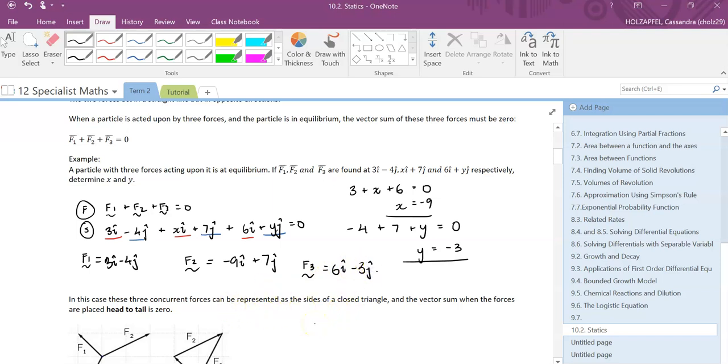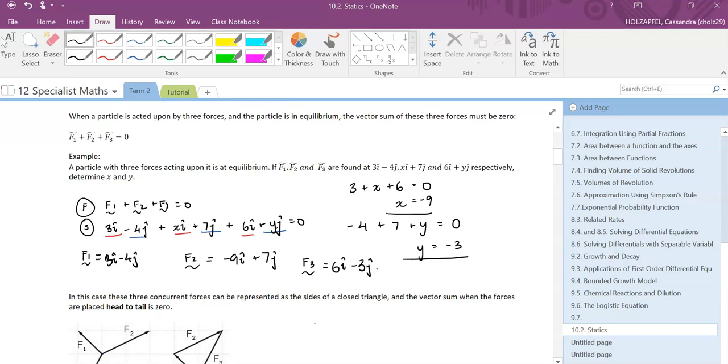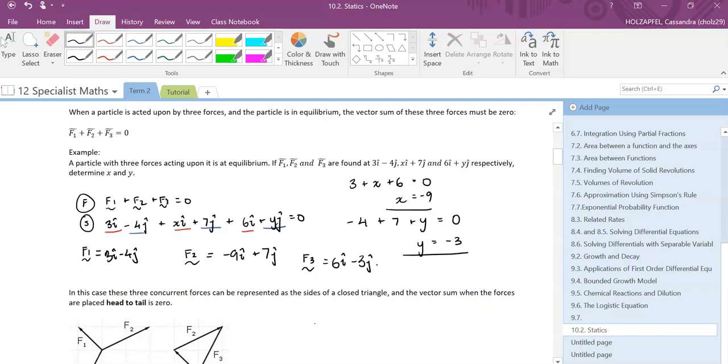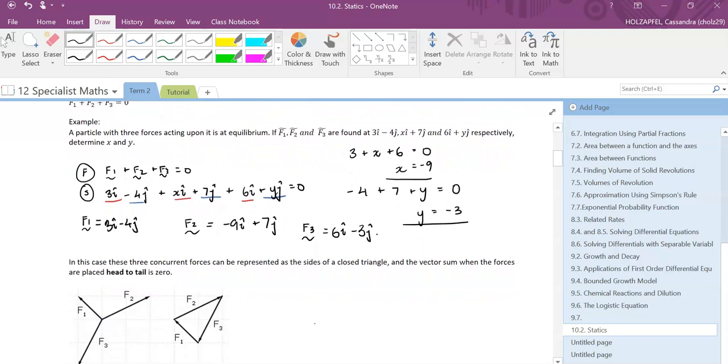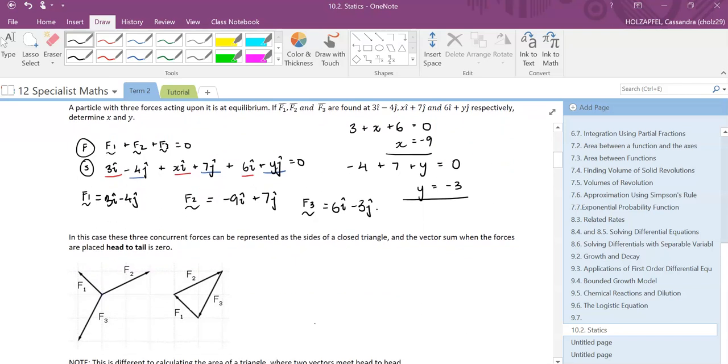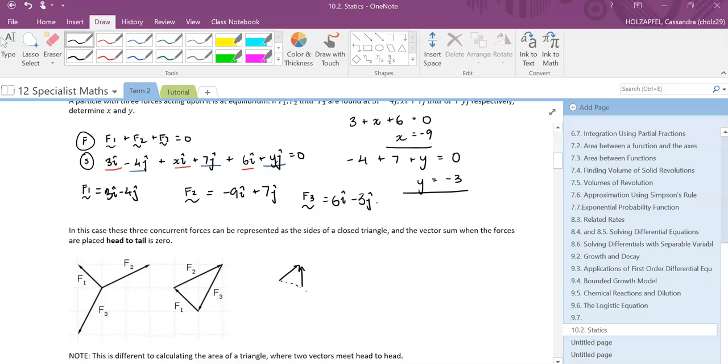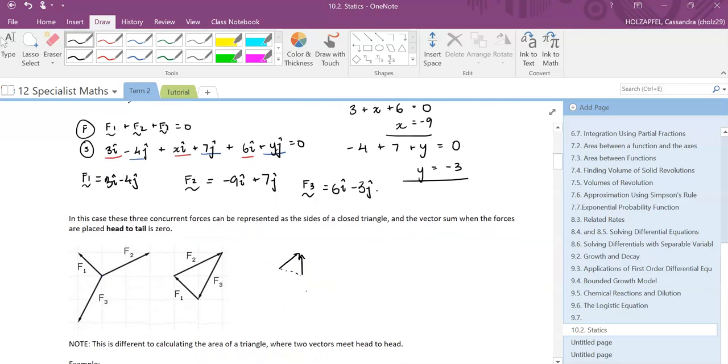All right, so in this case, we can see that the three concurrent forces can be represented using a closed triangle. It's really important to note that when we're doing these, we have these going from tail to head, tail to head, tail to head. If we have head to head, then we would potentially be calculating the resultant force, and that's not what we're trying to do here. So just be aware of that.